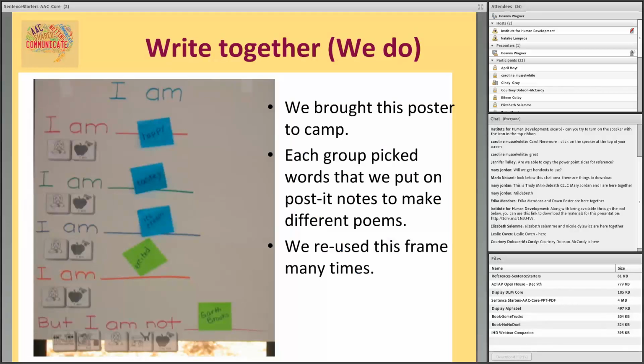We used this I AM frame when we were at camp. So we brought this poster, we put down the sequences from I AM in the Unity devices, and then we had different groups explore the categories in their device, and we could figure out ways for them to each take a turn.